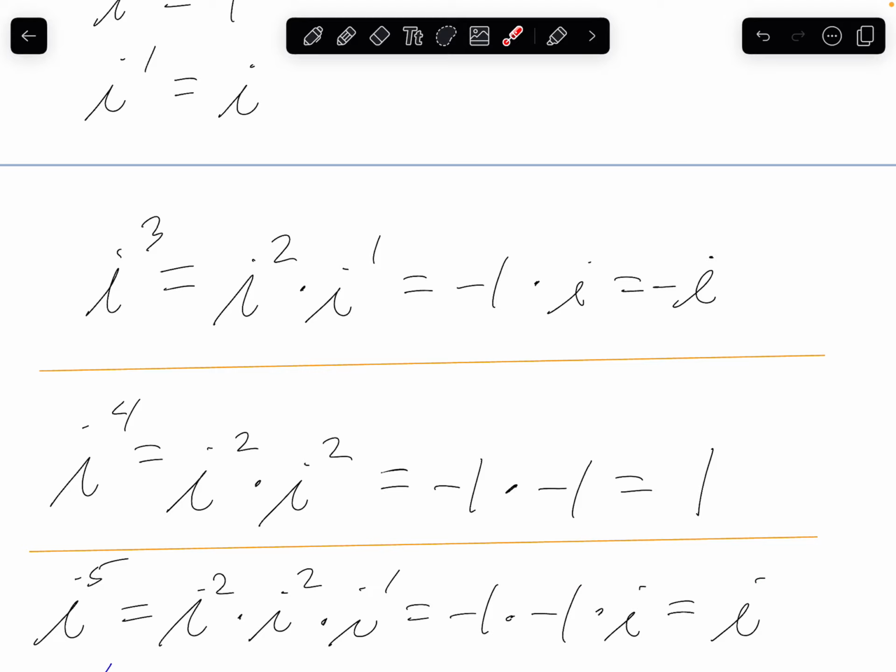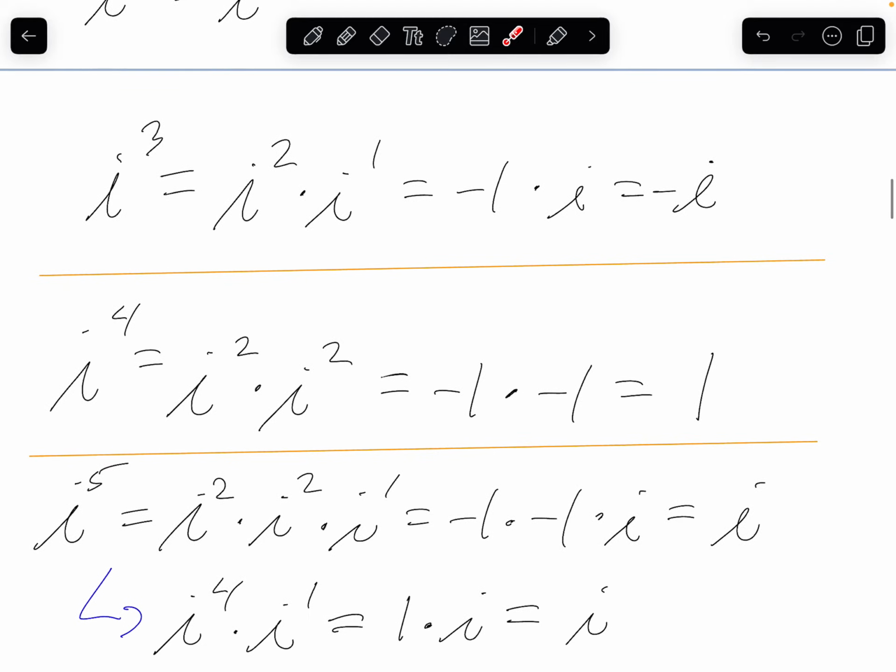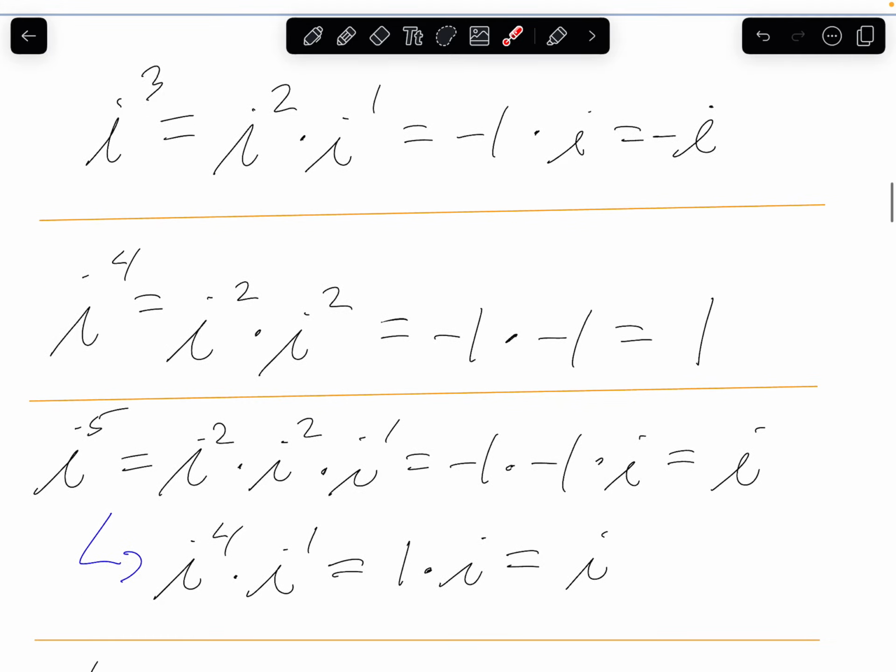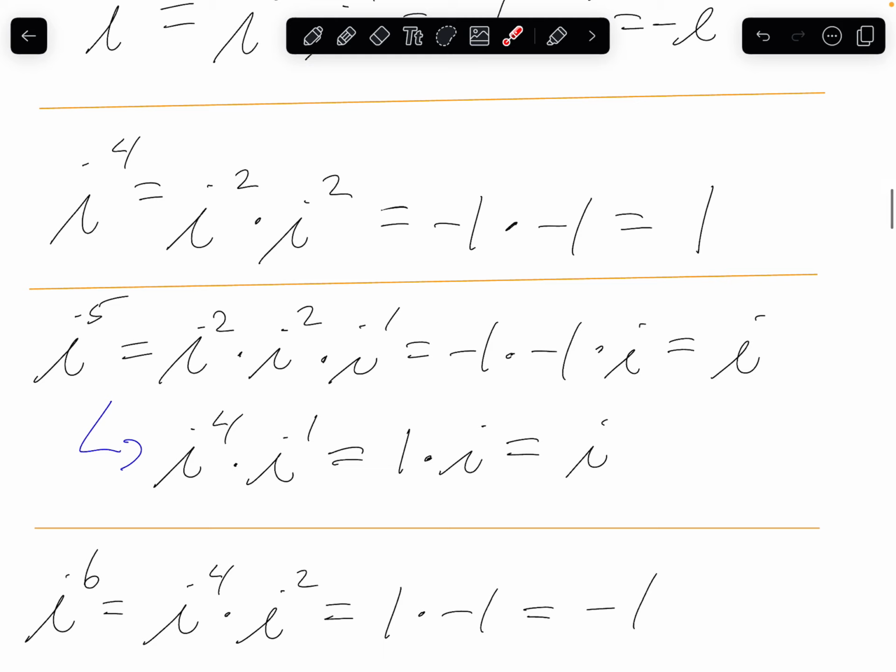But let's see if we can break this up another way, using i to the 4th power. Because 4 plus 1 is equal to 5, this still works. i to the 4th being equal to 1 means you can replace it with a 1. 1 times i is equal to i. This is preferable because positive 1 is preferable to multiply than -1. We don't have to take care of the signs. Multiplying by 1 is great. So if we want to look at i to the 6th power, that means we can utilize i to the 4th and then i to the 2nd. And then 1 times -1 is -1.